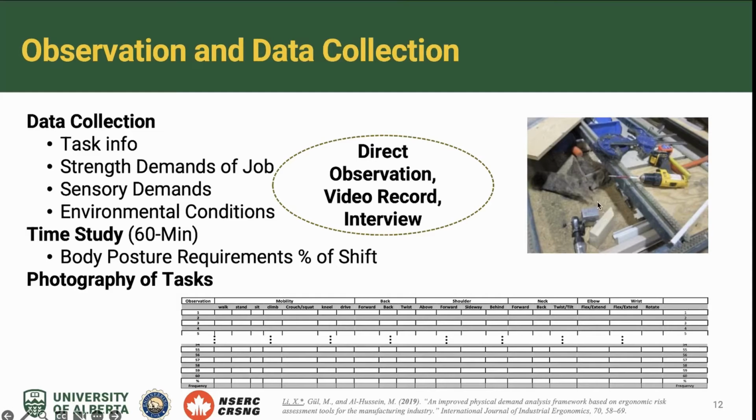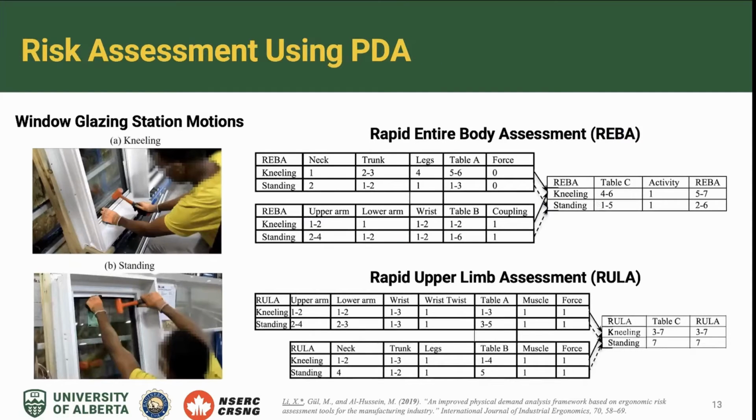So now, after using this new form, we are able to use at least these two existing risk assessment tools: Rapid Entire Body Assessment and Rapid Upper Limb Assessment, for further risk analysis. So I just provided one sample here for window glazing station motions. There are two options, and then we can compare which motions will be a better way for the worker or operator to complete the same tasks.